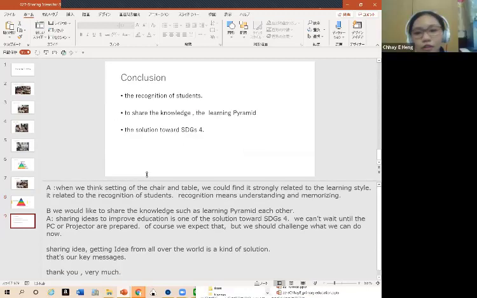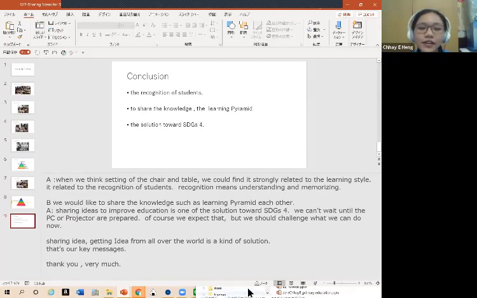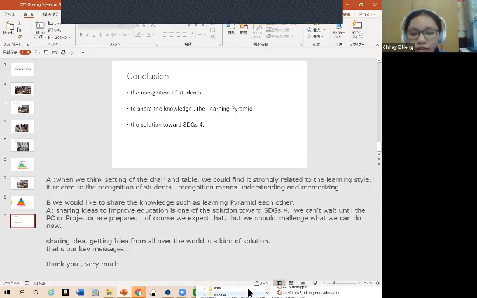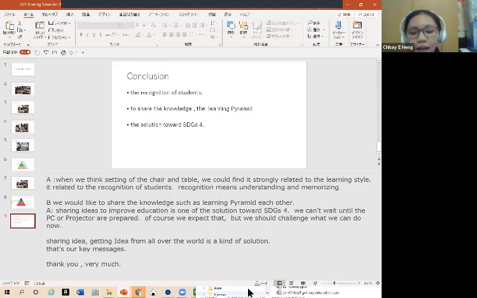In conclusion, when we think about setting up the chairs and tables, we can find it strongly related to the learning style. It relates to the recognition of students. Recognition means understanding and memorizing. We get to share knowledge such as the learning pyramid.